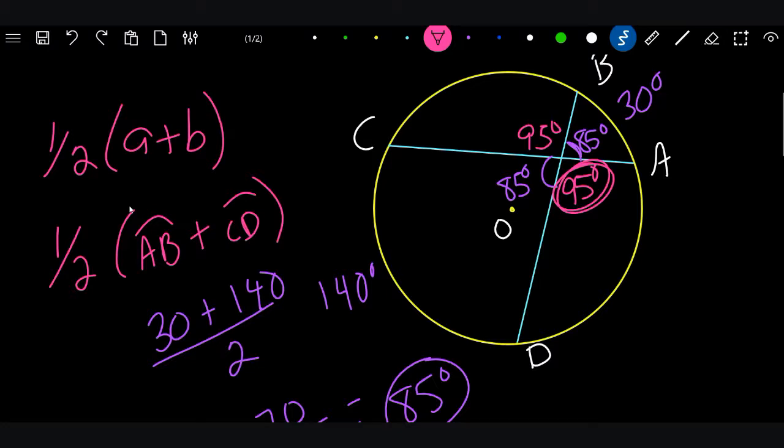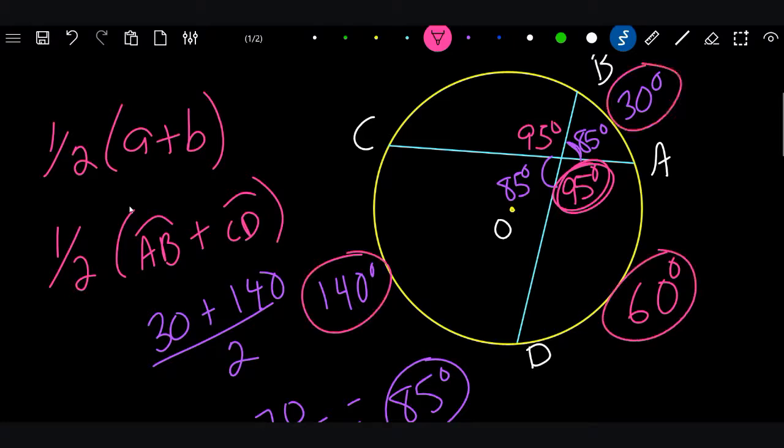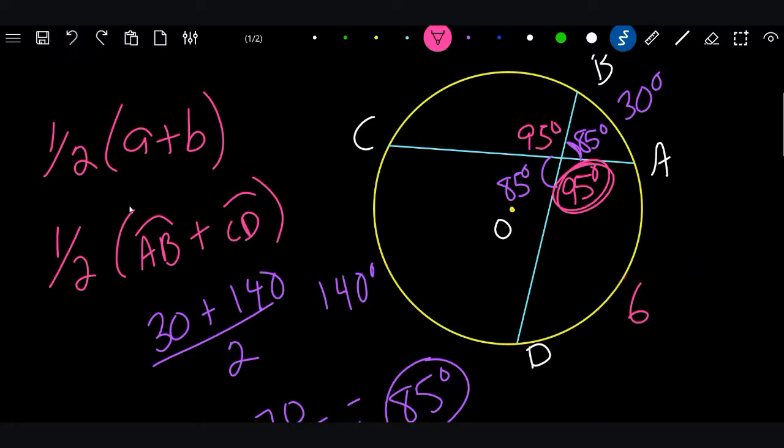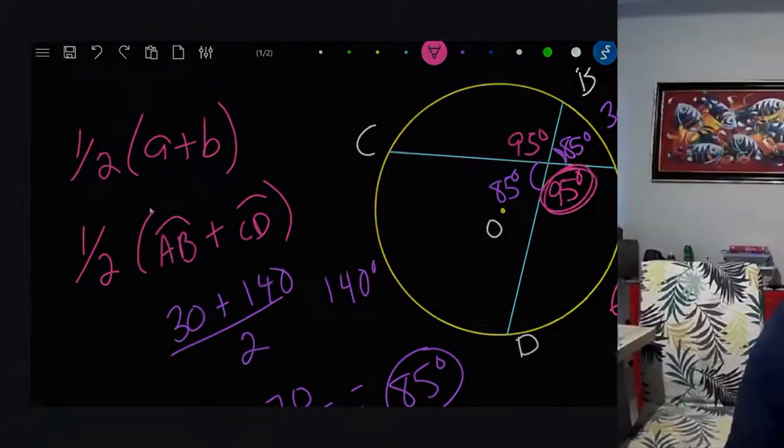But if I told you, for example, that this one was 60 degrees, then we could figure out the other one. One way that we could figure out the other one is 140, 60, and 30. The one that's remaining would have to add up to 360. That would be one way to figure that out. But that's what they're going for here. Once they give you one piece of this, you can work your way around the circle and figure out different parts of the circle, different degrees, different angles, different arcs, those types of things.